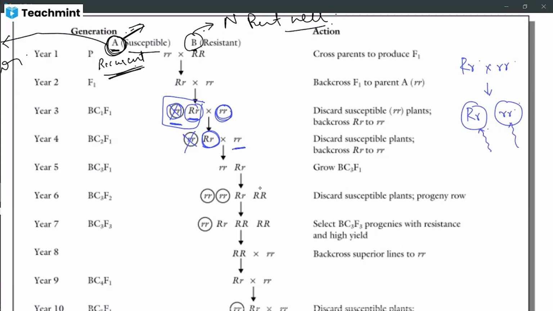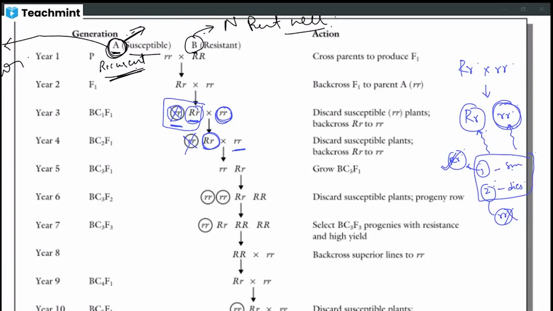So one plant survives and the second plant dies. Based on this, you can easily say, right, one survived, so it must be heterozygote, and second died, so it must be recessive. So you need to reject it and you need to select the other. Is it okay?